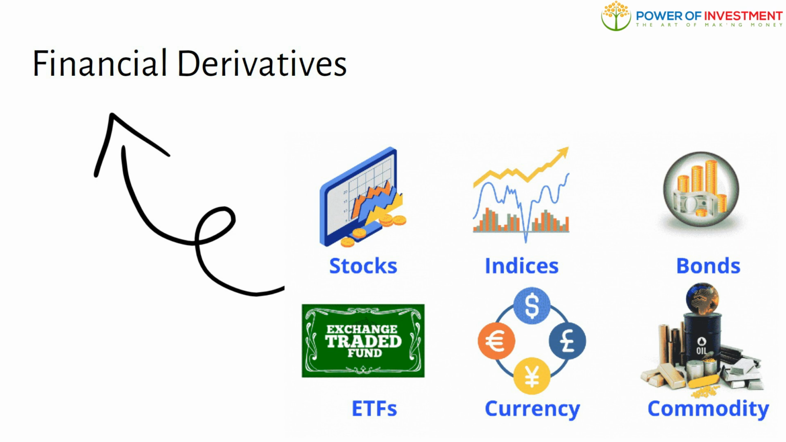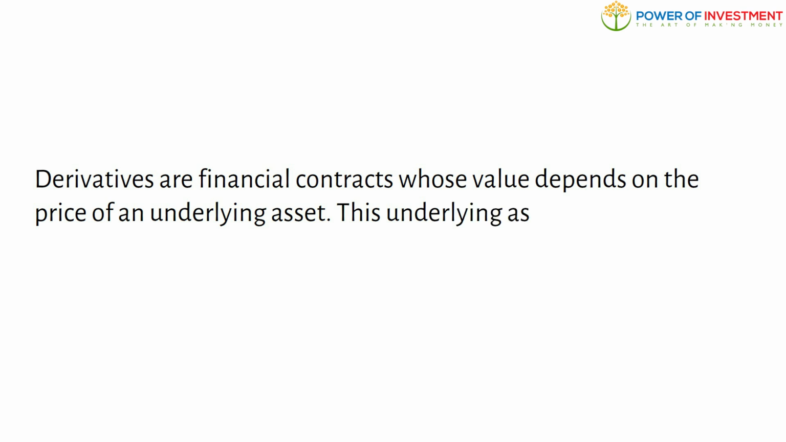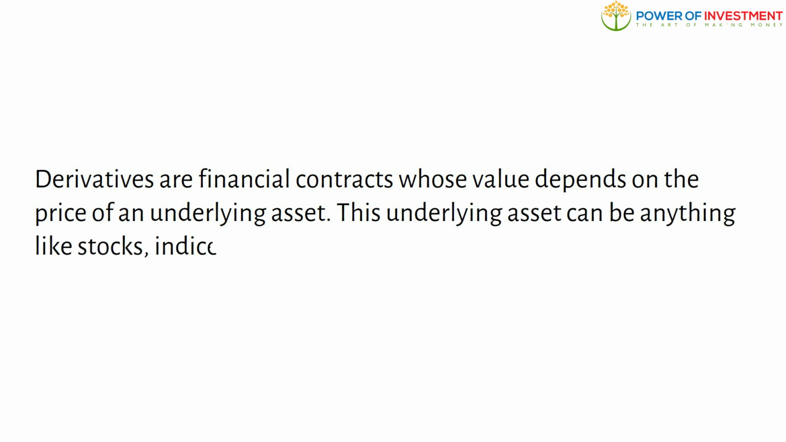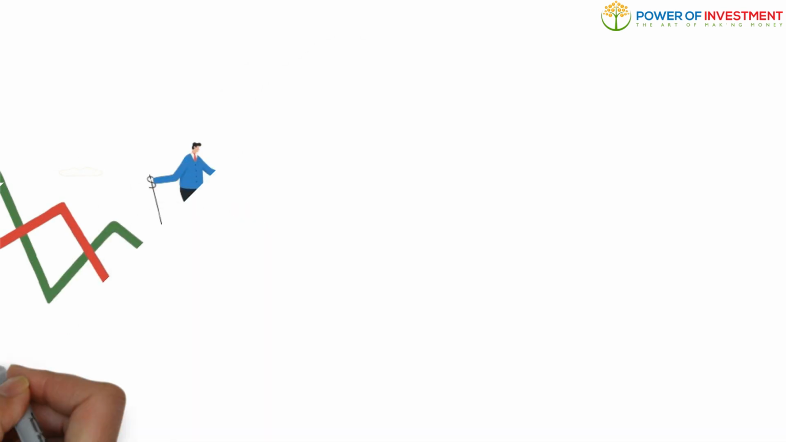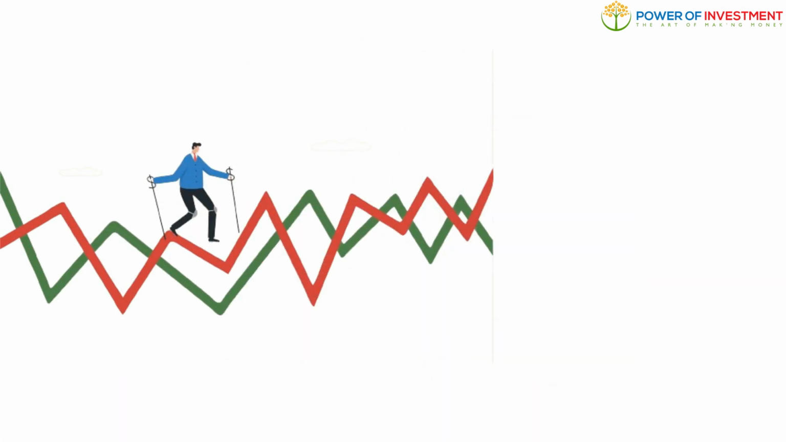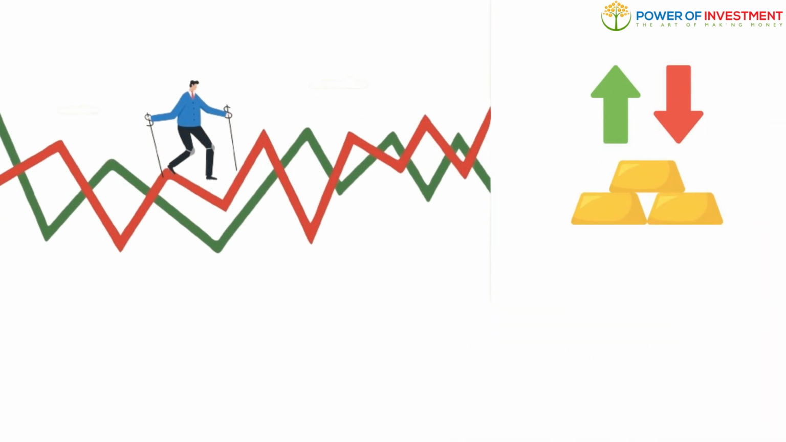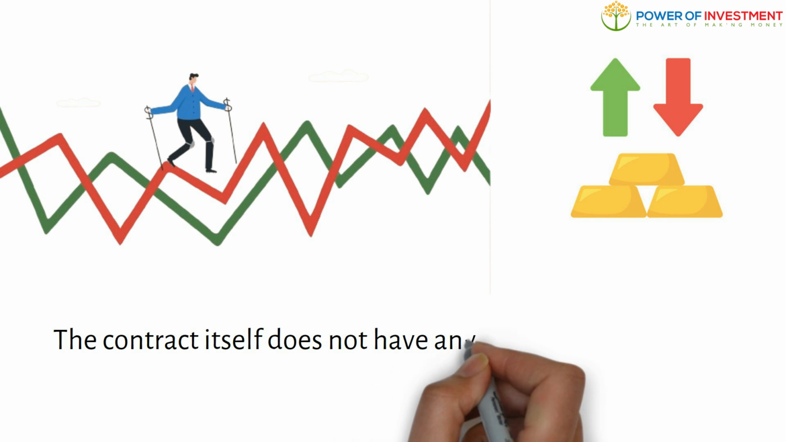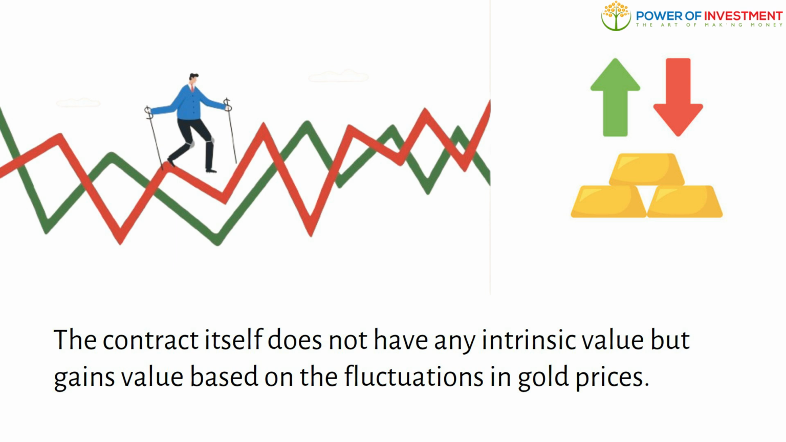Now that we have a basic analogy, let's move on to a more formal definition. Derivatives are financial contracts whose value depends on the price of an underlying asset. This underlying asset can be anything like stocks, indices, gold, silver, or even agricultural commodities. To make this clearer, let's consider an example. If you have a gold futures contract, its value is derived from the price of gold. The contract itself does not have any intrinsic value, but gains value based on the fluctuations in gold prices.